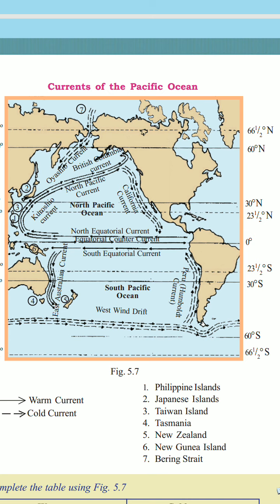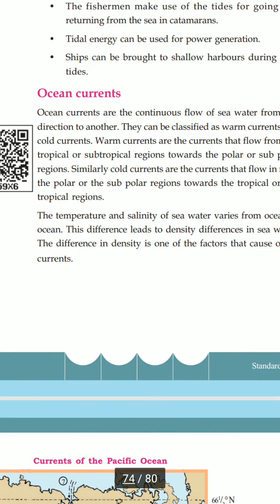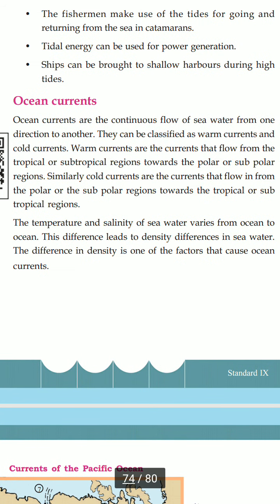Similarly, from the polar region, the temperature is very low. It is the coldest area. From the polar region, if it comes to the tropical region, what happens? Cold water will flow. That is known as cool current. Clear? What is warm current? When water flows from tropical to the polar or subpolar region, that is warm current. Cold current means from the polar or subpolar region towards the tropical or subtropical region.